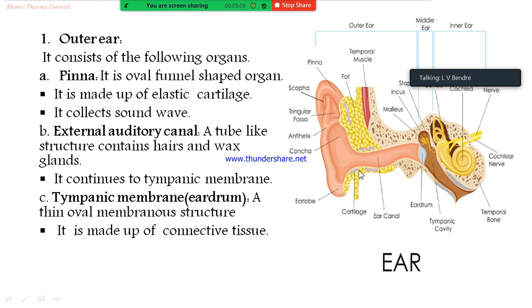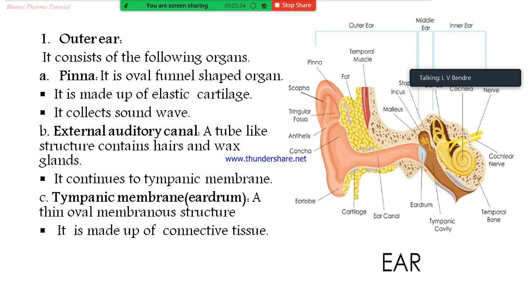Next, the second one is the external auditory canal. The external auditory canal is a tube-like structure containing hairs and wax glands. Inside the external auditory canal there are hairs. These hairs absorb sound, the intensity of the sound, and there are also wax glands.